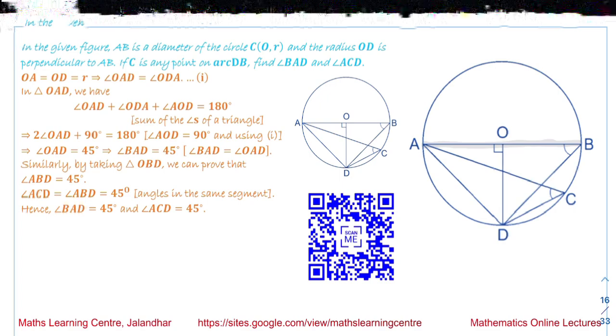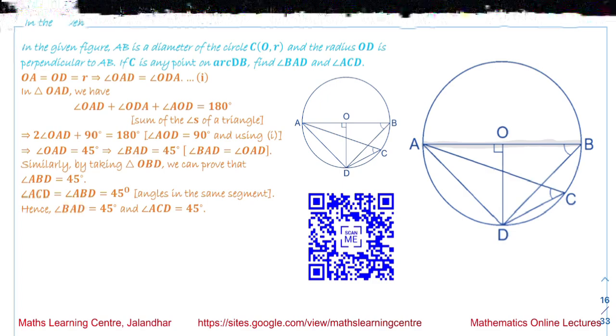Now if we look at this arc BC, it is subtending this angle at this point, BAC, on the circle, and it is subtending this angle BOC at the center. So if the value of this angle is x, then the value of this total angle will be 2 times x.